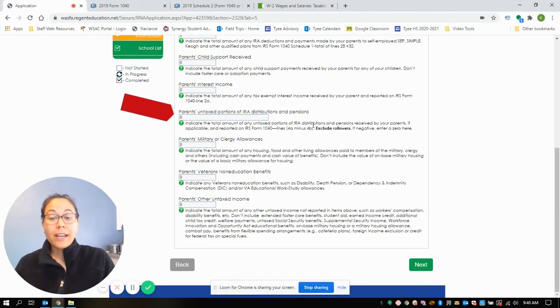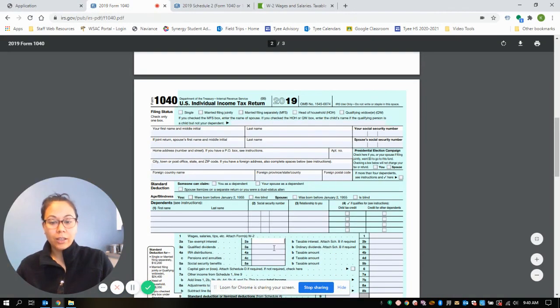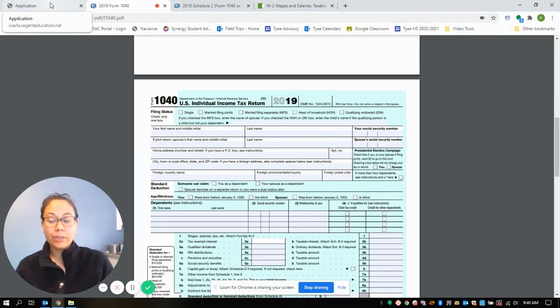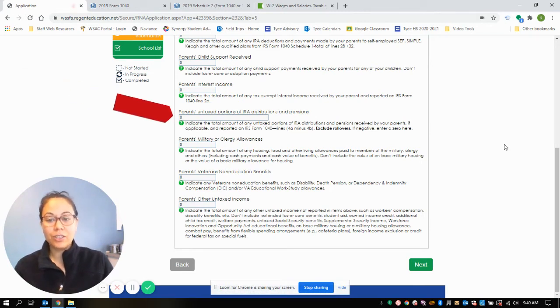And then parents' untaxed portions of IRA distributions and pensions. So that's going to be on the IRS 1040 again. You're going to look at 4A here minus 4B. And if that happens to be a negative number, you're just going to put 0. Or if there's nothing in those boxes, you're just going to put 0.